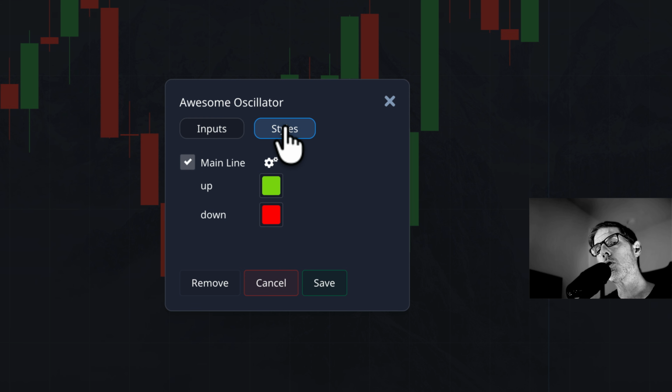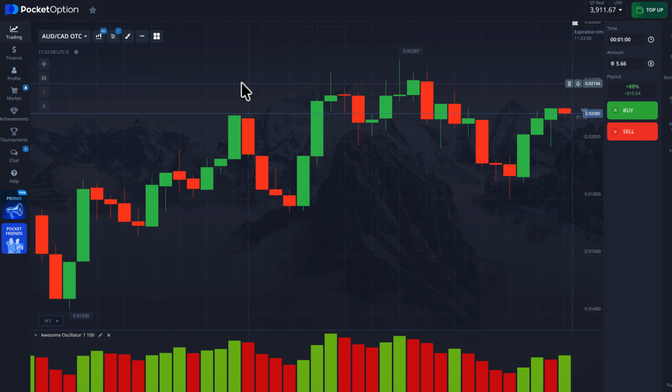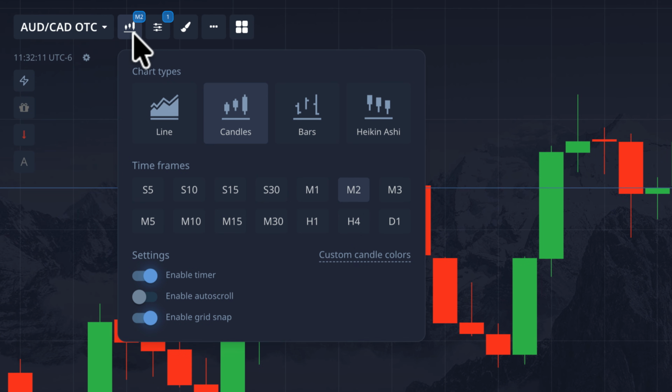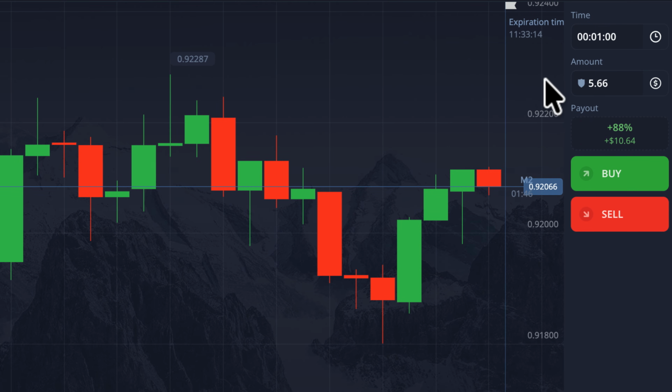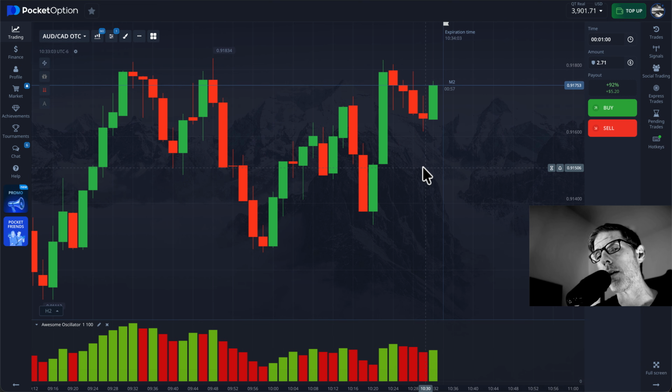Okay, we've got 2 bars. We've got a red bar and we have a green bar. These settings work really well. Now for the chart type, set the time frame to 2-minute candles. And then over here on the expiry, you're going to want to set this to 1 minute. And the strategy is very simple to do.